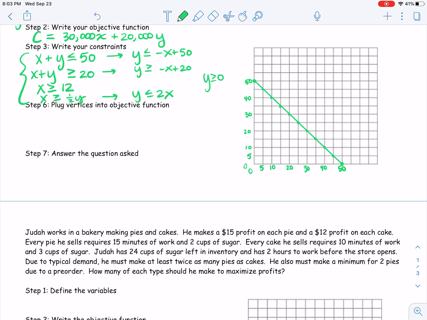Now, I'm not going to shade just yet, but if y is less than or equal to negative x plus 50, that means I'm shading below this line. So somewhere in this area, right? Okay, I go to the next one.